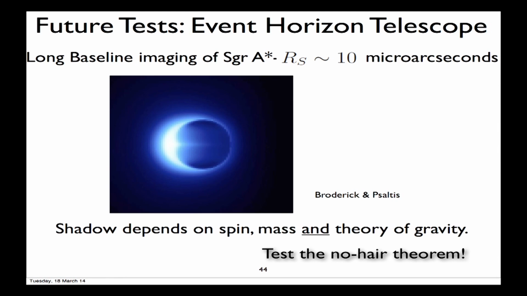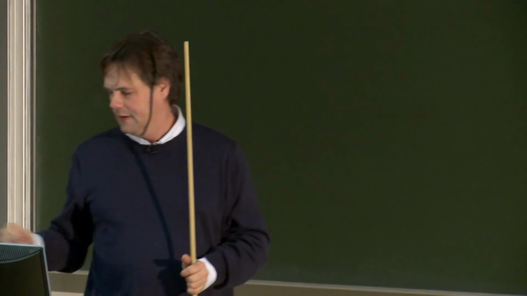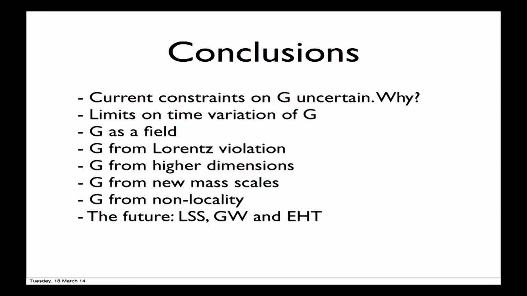So I think these three things are not often spoken about in the context of a talk like this, and it really is something to look forward to over the next few years. So I'll finish with this. There are current constraints on G, but they're uncertain. I don't know why. There are limits on the time variation of G, and the number is 10 to the minus 12 per year.